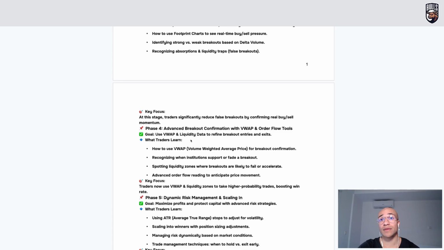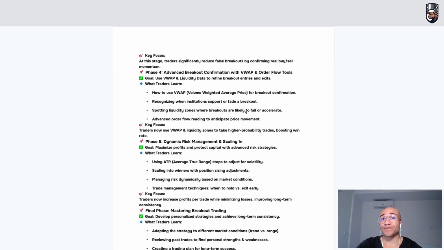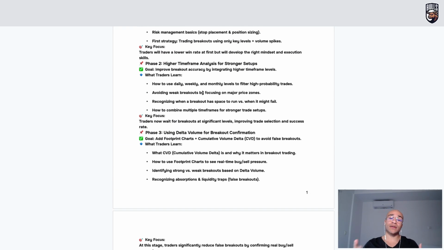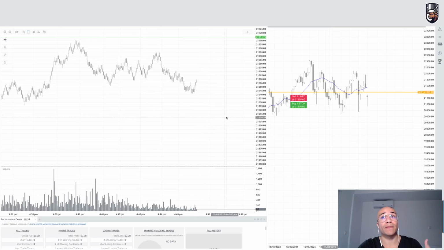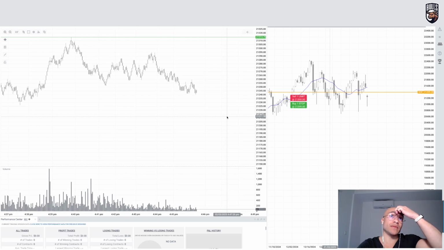Then we'll go even more advanced by taking order flow into it, and then deeper into risk management and so on. And that is how you should always start: start as simple as possible. Test the strategy out first to see if it even works for you, and then learn more and more about it to get better and better at it. And that is what we will be doing here.